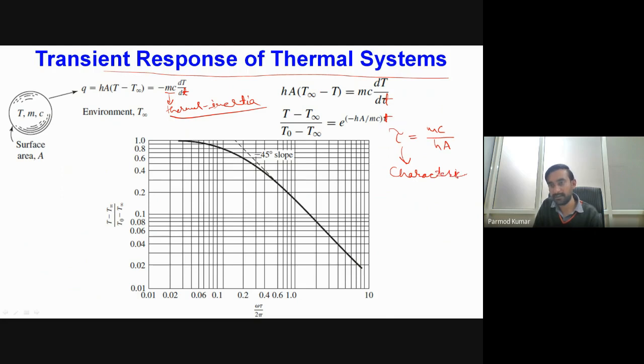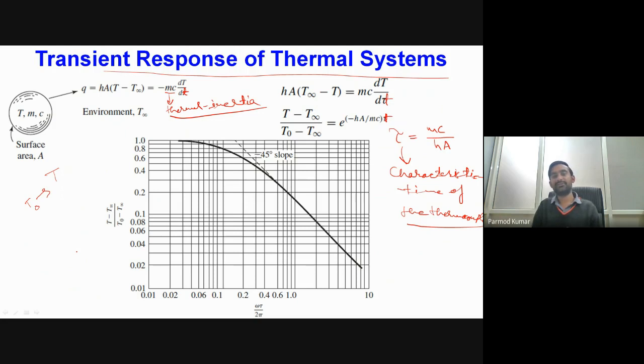So this is nothing but the characteristic time of the thermocouple. Whatever thermocouple device we are considering, tau represents the characteristic response time of that thermocouple. We know already that with a step input, the initial temperature was some T naught, and finally we have subjected our thermometer to a situation where we have temperature T.